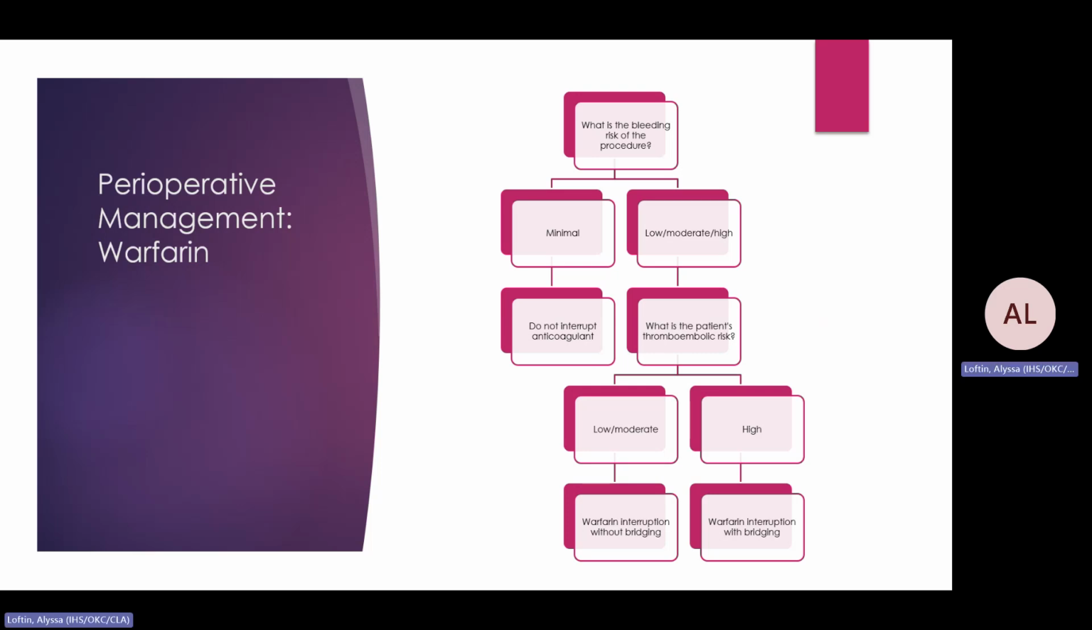For warfarin, it's a little more complicated, so you look at that procedural bleeding risk. If it's minimal, do not interrupt anticoagulation. If it's low, moderate, or high, then you have to look at the patient's thrombotic risk. If their thrombotic risk is low to moderate, warfarin is interrupted without bridging. If their thrombotic risk is high, you will interrupt warfarin and then also bridge with Lovenox.